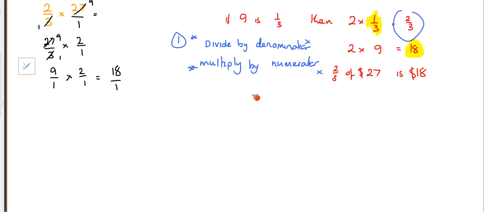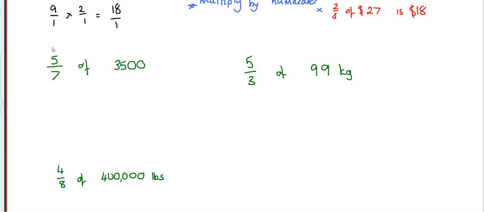So, if I were to then give you another one, I don't know why I said if, because I am. If I said 5/7 of 3,500, have a go at it yourself.